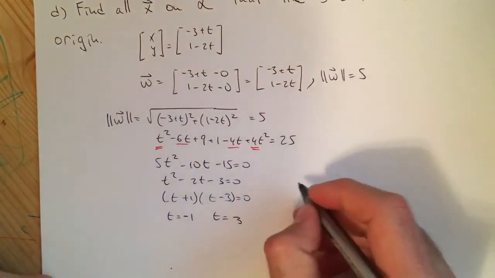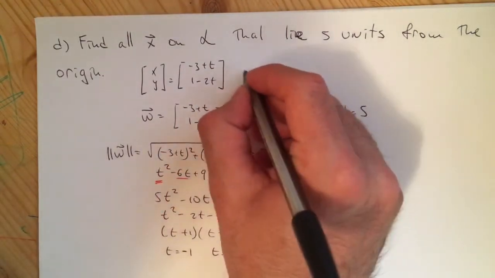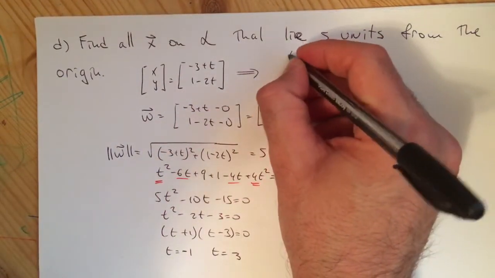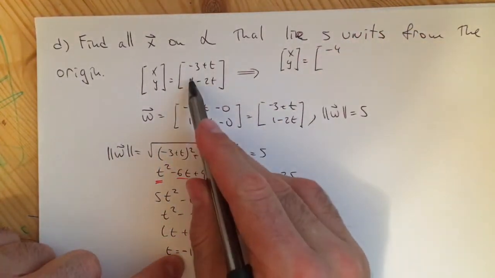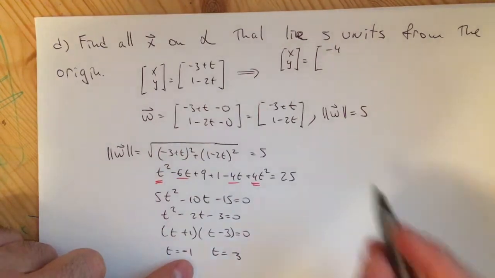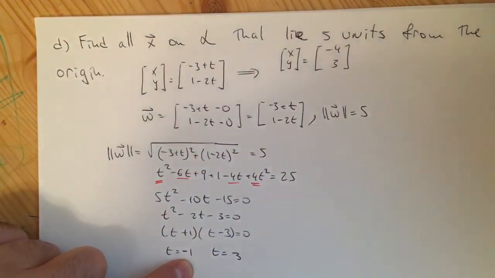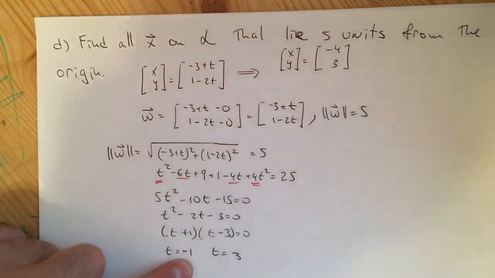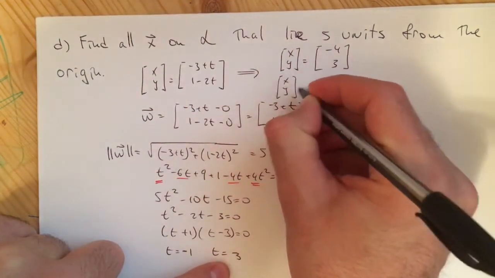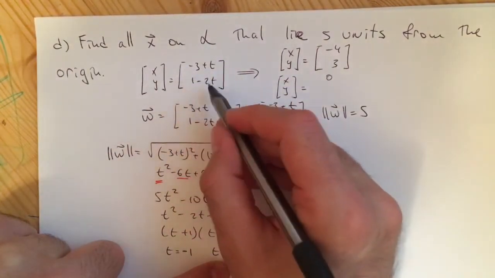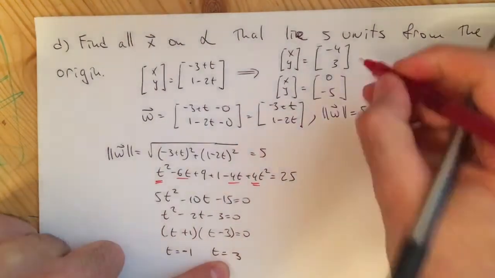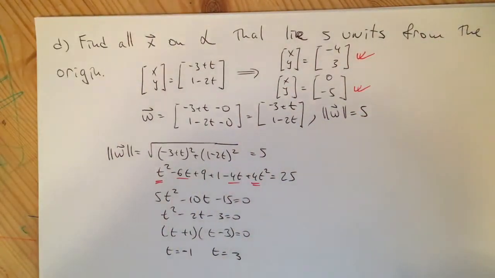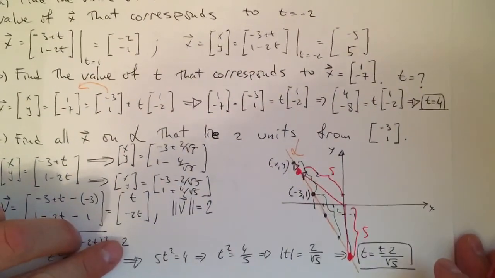Which, if you plug it back in here, will give you the two solutions, right? One of them is xy, if t is negative 1, negative 3 minus 1 is negative 4, and 1 minus 2 times negative 1 is 2, so 1 plus 2 is 3. And the other solution is when t is equal to 3, negative 3 plus 3 is 0, and 1 minus 2 times 3, that's 1 minus 6, that's negative 5. So these are the two vectors. These are the two vectors that are 5 units away from the origin.